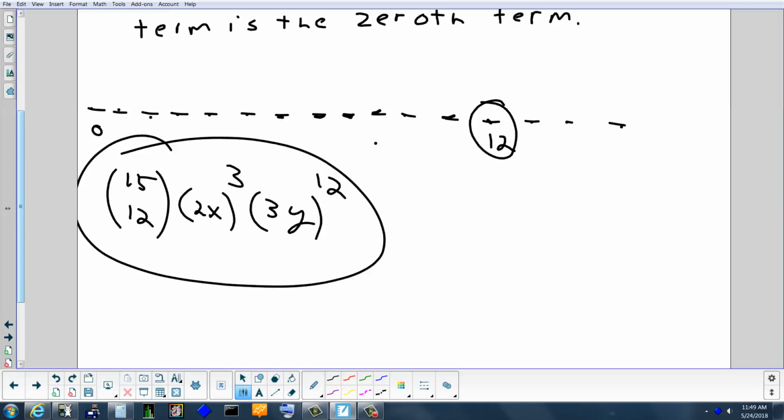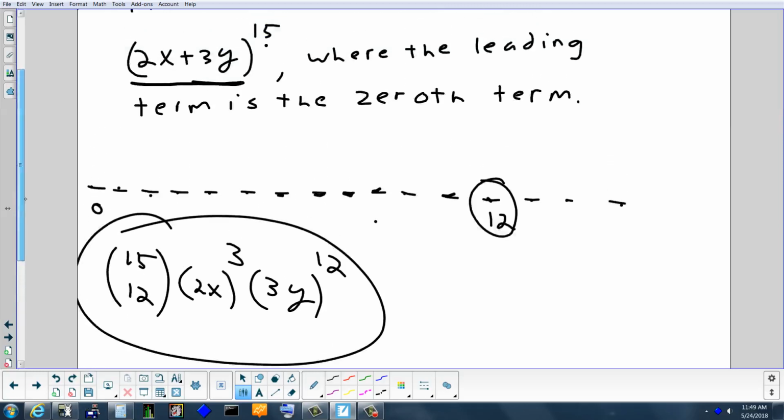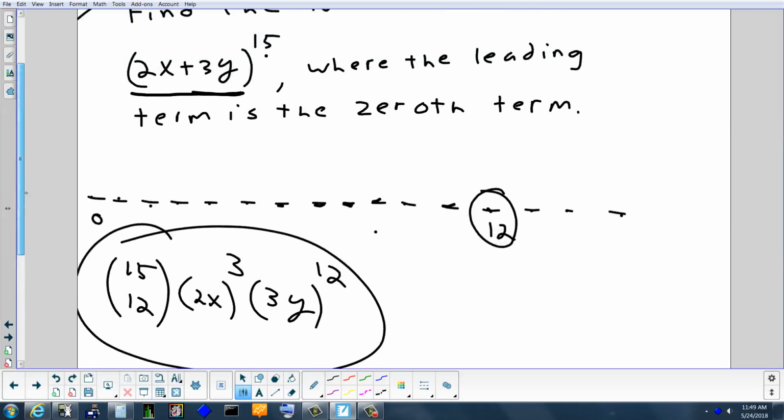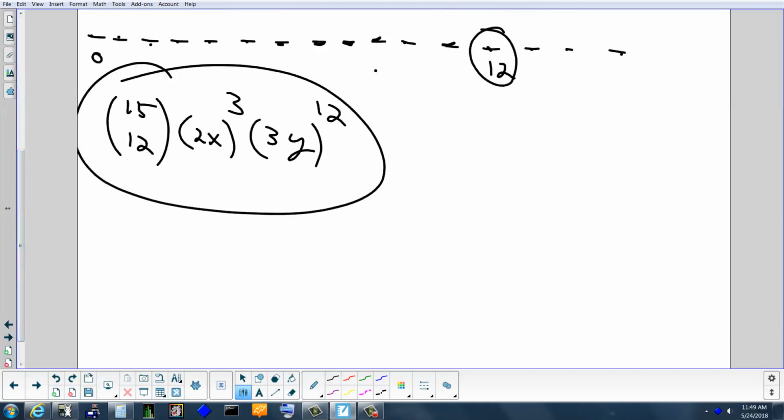I just have a question on this one. How do the 2x and the 3y come into play in the answer? Like the exponents? What would the final answer be? Well, I'd have to do out 15 choose 12. That would be 15 times 14 times 13 over 3 factorial, and then the other factorial would cancel. So that would be the first part: 15, 14, 13, and the 12 factorial is gone.